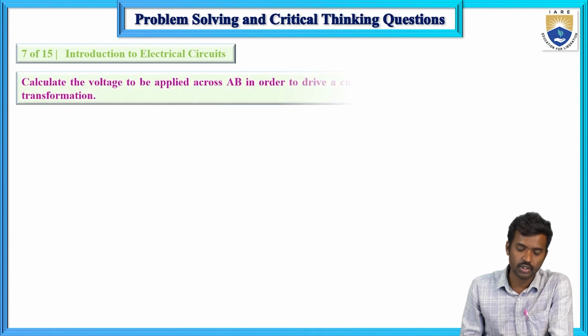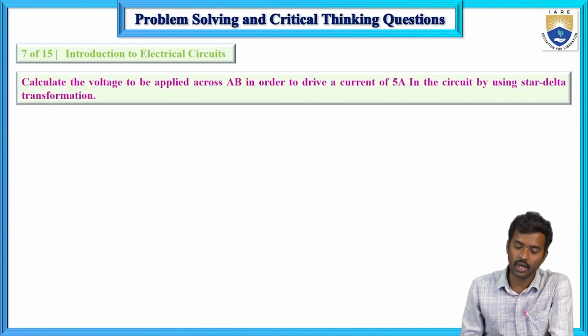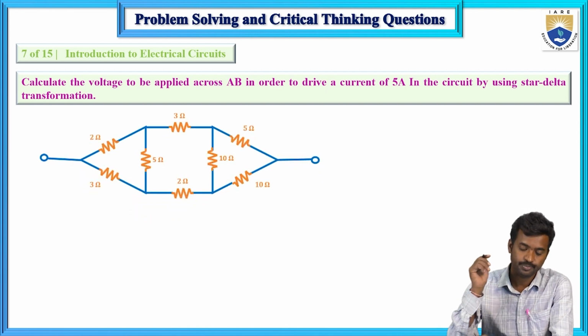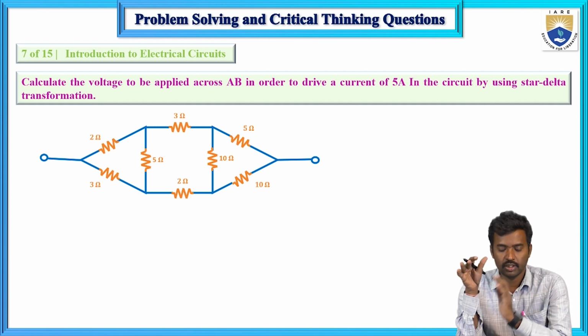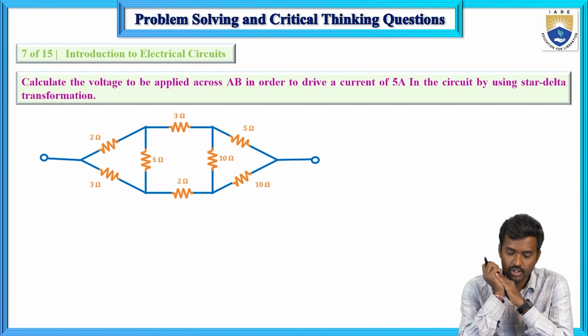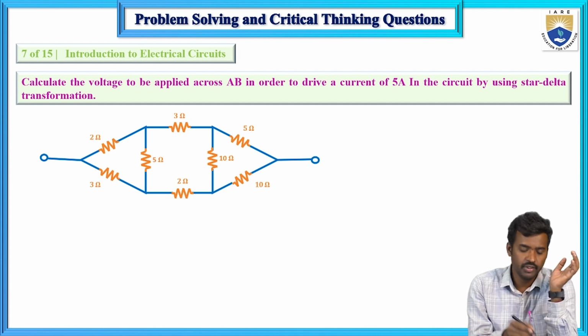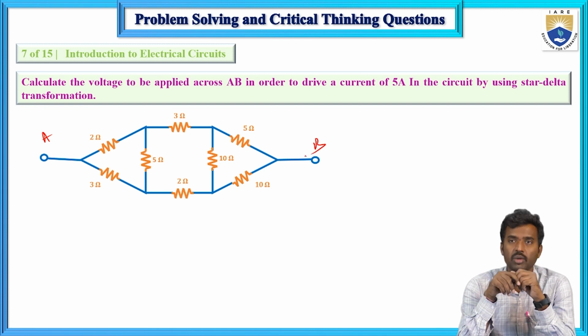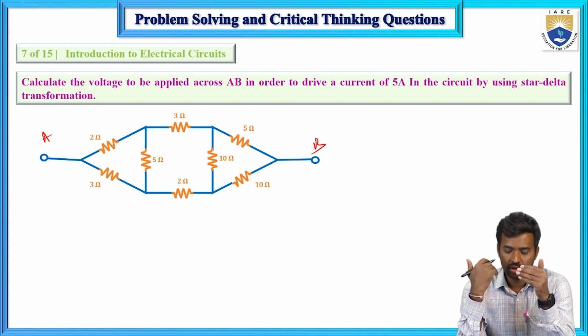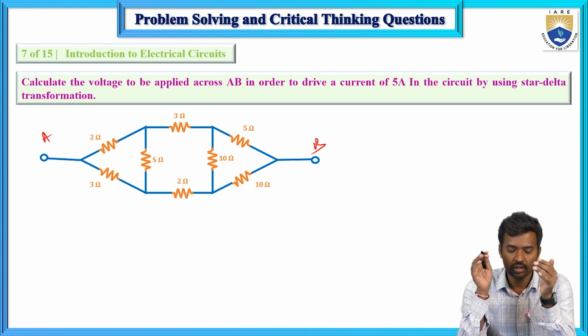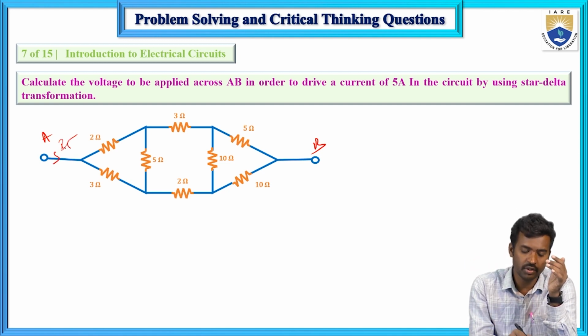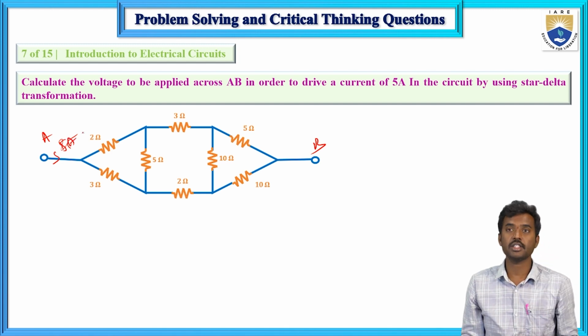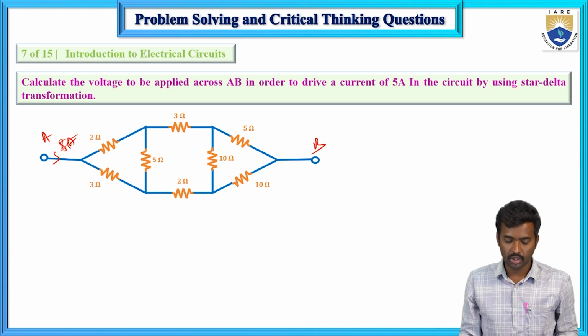Now the 7th question: calculate the voltage to be applied across AB in order to drive a current of 5 amps in the circuit by using star delta transformation. This is a most important problem. This is the circuit diagram. In this circuit, simplify between the two AB terminals and determine R equivalent. Then multiply the 5 amp current with the equivalent resistance, and you will get the voltage across the AB terminals.